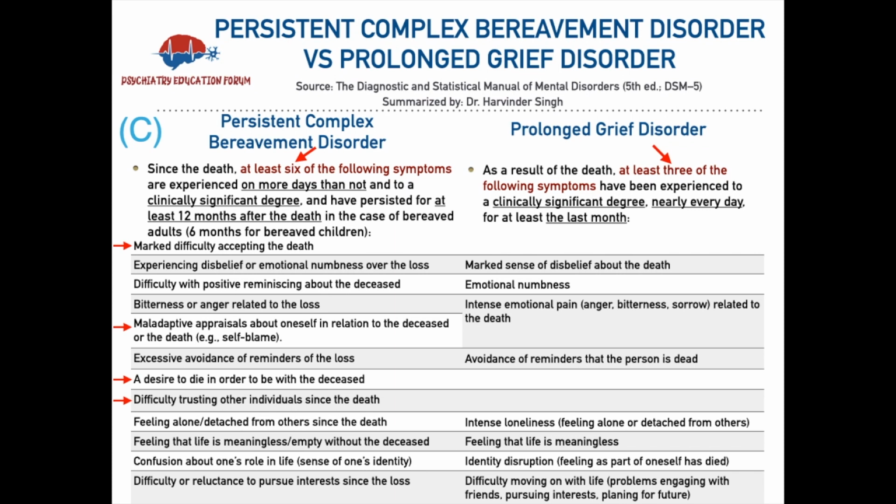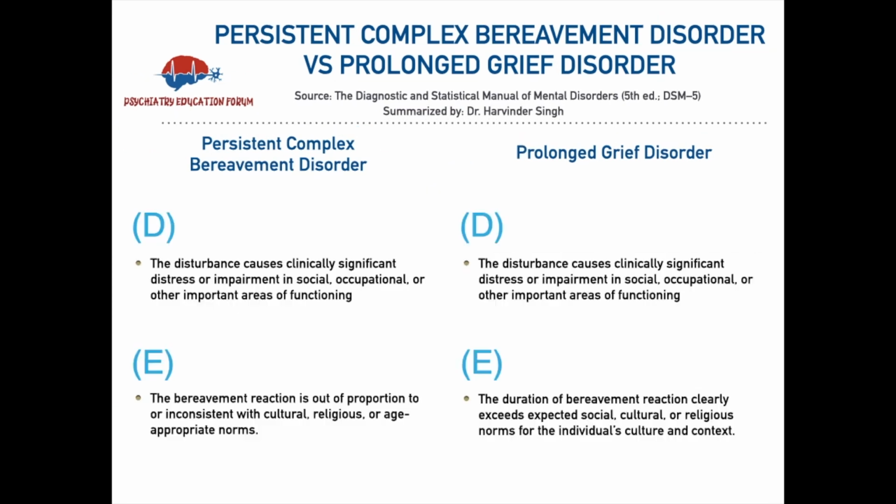I'm not sure why this was not included, but in my evaluation, I always include this for safety assessment and to explore the meanings of what this desire means to accomplish. And then difficulty trusting other individuals since death. Very important criteria, but not included in prolonged grief disorder. So this was criteria number C. D and E are very similar, no changes there.